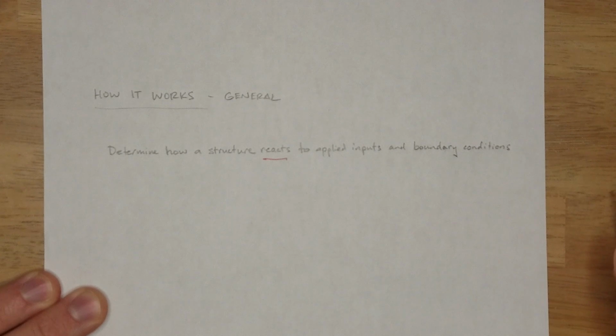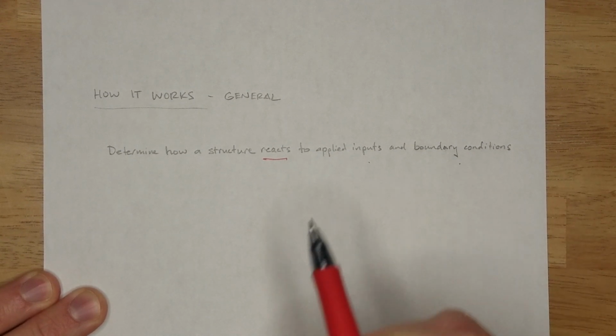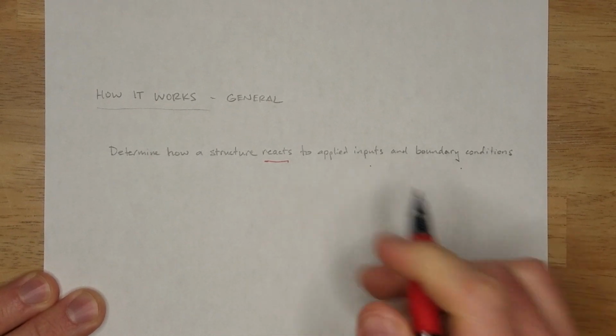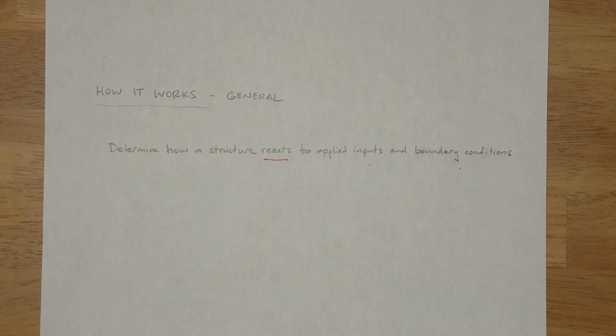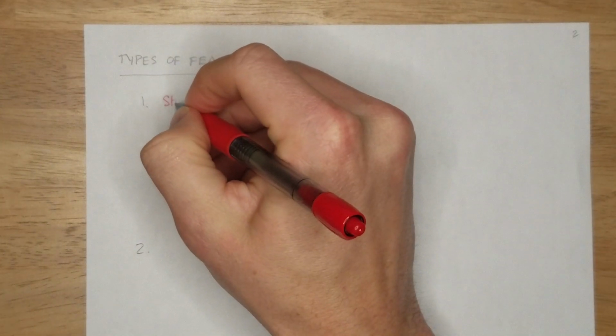There's a bunch of different ways you can do this, a lot of different inputs and boundary conditions that you can assign, but that's really what FEA is all about. We're looking for how the structure reacts. Now, because we're going to be studying for a machine design exam, we don't particularly care about the billions of types of FEA there are out there. We're going to focus on structural.